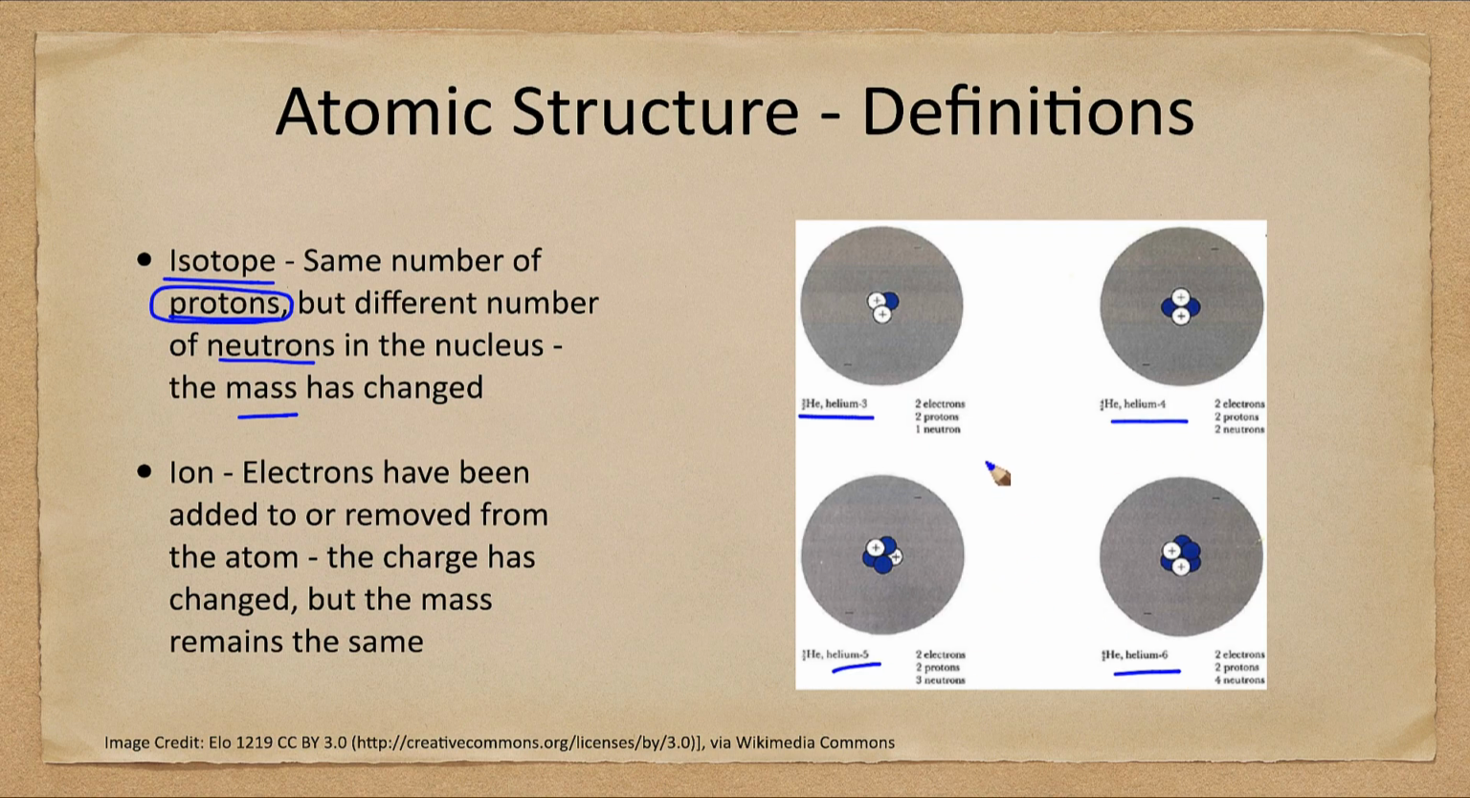Note that every single one of them has two protons. So we see two positive charges here and here. But what differs is the mass, by the number of neutrons. This one has a mass of 3 because it only has one neutron. This one is 4 with 2 neutrons, 5 with 3, and 6 with 4. So the atom is defined by the number of protons. The isotope then is a different number of neutrons.